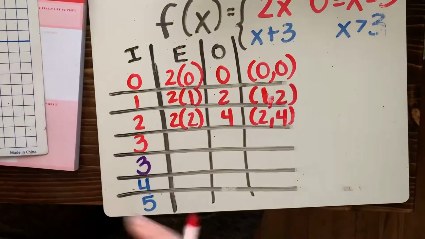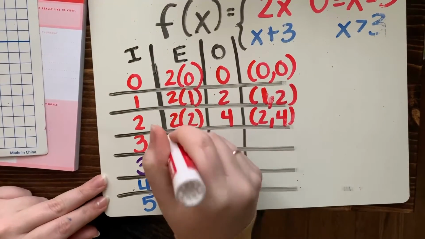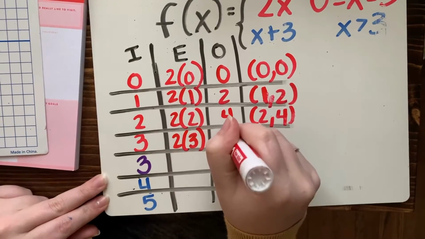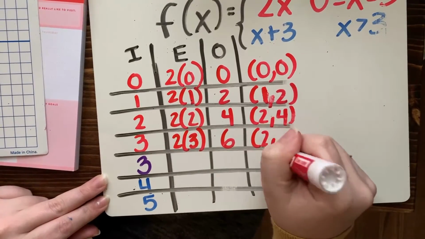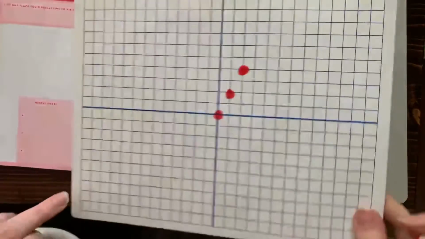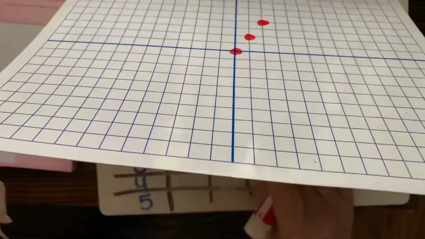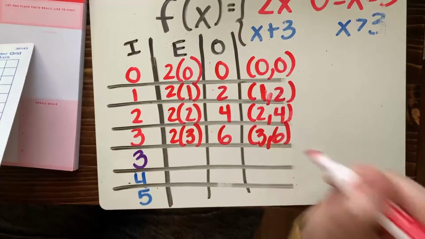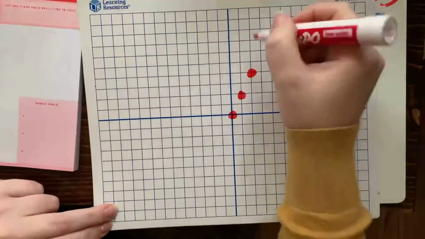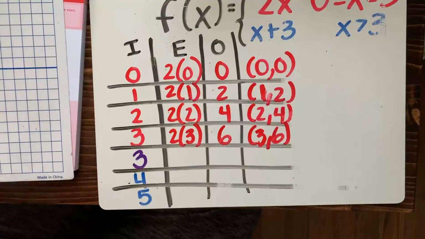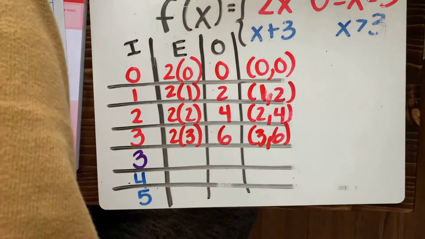Next, I have the point 3. I'm going to input that into my red. 2 times 3 is 6. I'm sorry, my next point is 3, 6. So 3, 6. All right, now I'm done with all the ones that I put in my red category.